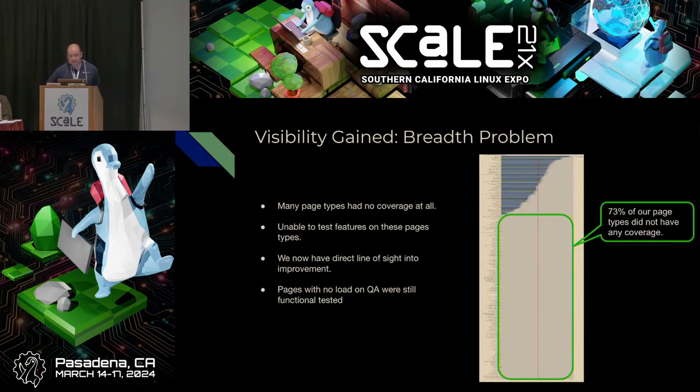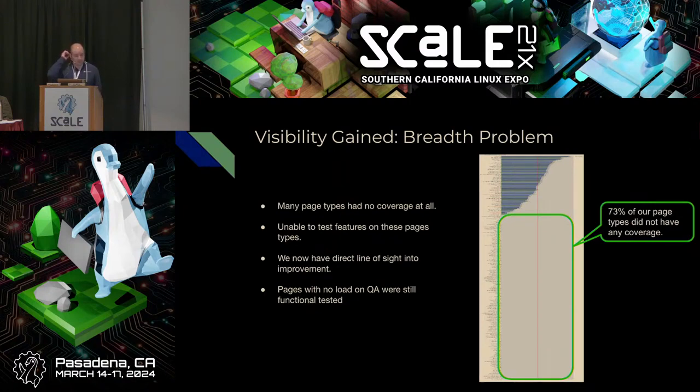Okay, so now that we have this visibility, let's tie it back to the attributes that we went over earlier, specifically, in this case, the breadth. As you can see from that graph, this is the fully zoomed out version of what you saw in the last slide. We had a major issue on the coverage of pages. We had a very, very bad breadth coverage. You can see in that green rectangle those are all the page types that did not have load test coverage at all.